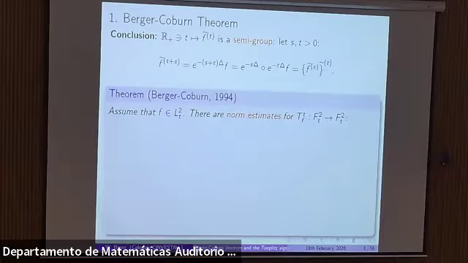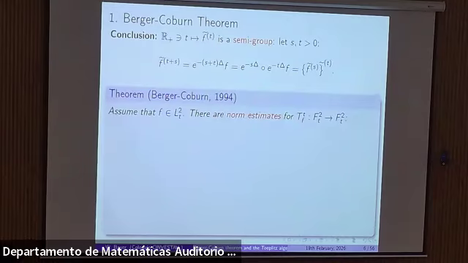And now the question is, if you have a Toeplitz operator with, let's say, an unbounded symbol, when is that operator bounded? What is the criterion on the symbol? And the Berger-Coburn theorem gives some answer to this, which is not complete, but it's very useful.